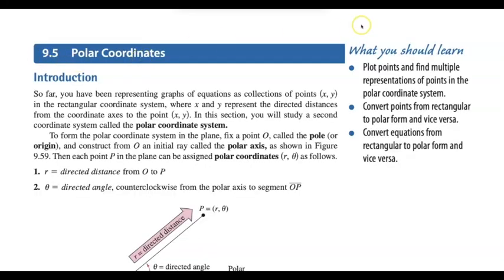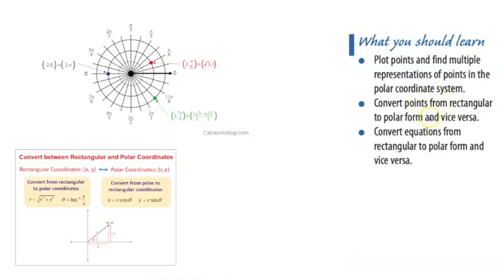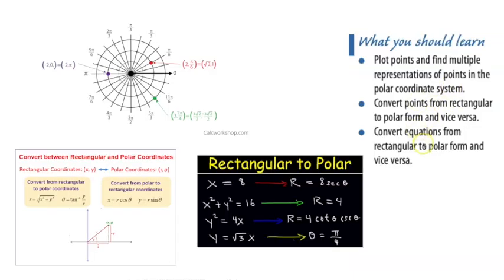9.5, polar coordinates, what you should learn. Plot points and find multiple representations of points in the polar coordinate system. Convert points from rectangular to polar form and vice versa. And then convert equations from rectangular to polar form and vice versa.